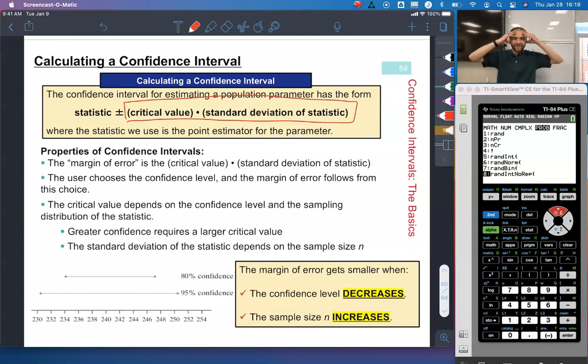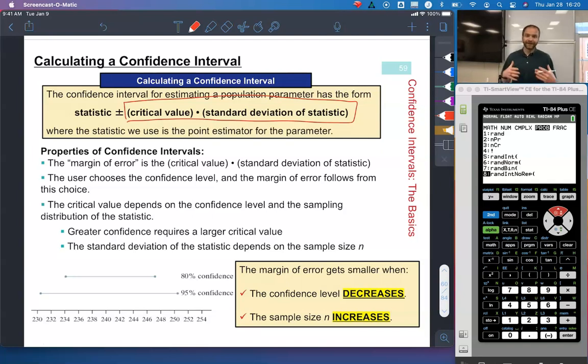So when you hear that percent confident, you need to think back to the empirical rule. If I say 98% confident, I'm capturing beyond 2 standard deviations there. The standard deviation of the statistic depends on the sample size. We saw that in that applet where we had animating. As I increase the sample size, the intervals decrease. The standard deviation depends on that. So the margin of error gets smaller when your confidence level decreases and your sample size increases.